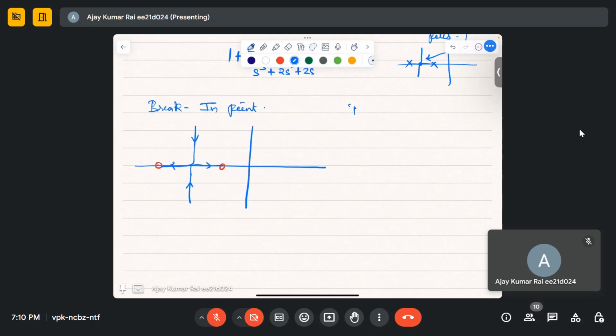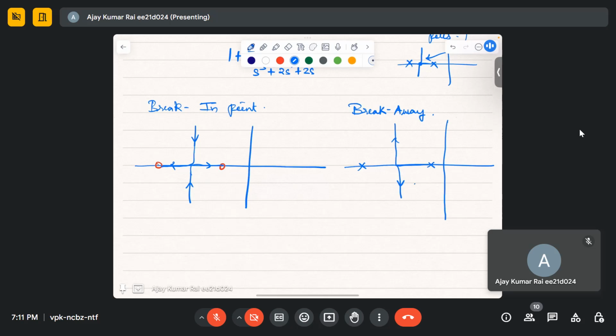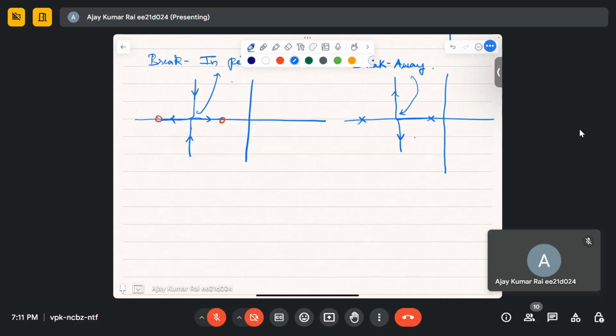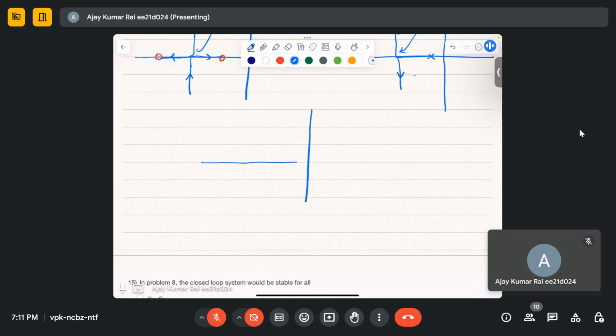And what is breakaway? We have two poles here, okay, and they are breaking away like this. Okay, so this is the breakaway point and this is the break-in point. Okay, so in our case, let us see how our root locus is looking.